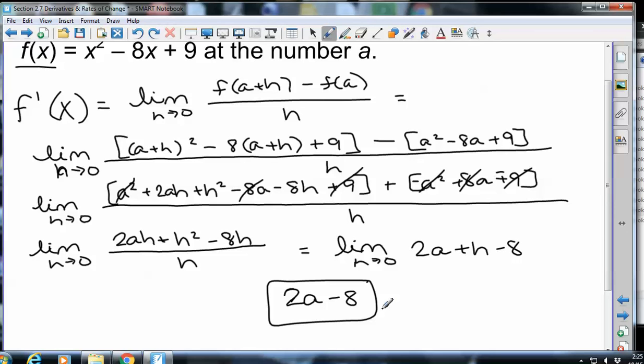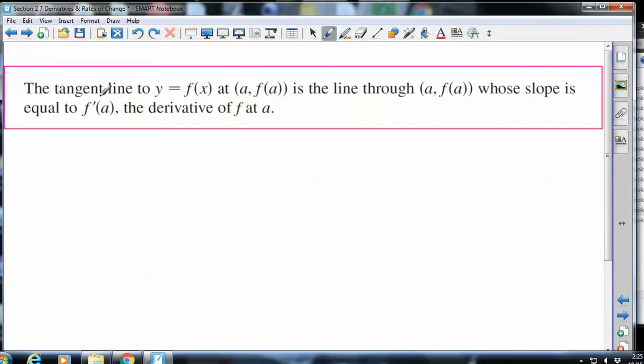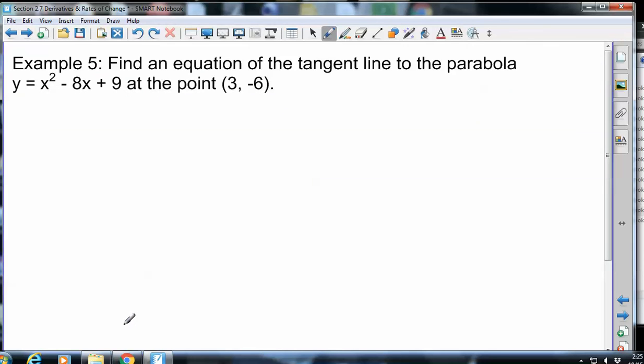Alright. Questions? So the next slide is really just stating what I just told you, that the tangent line has a slope equal to that derivative. So you could write an equation for a tangent line at any particular value. You would just plug in the x for a, and you would get your slope.